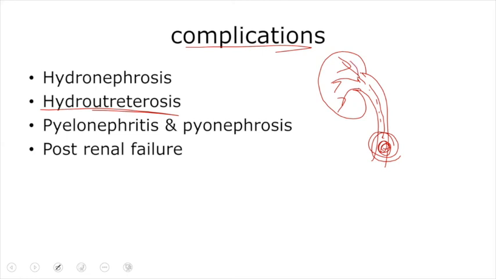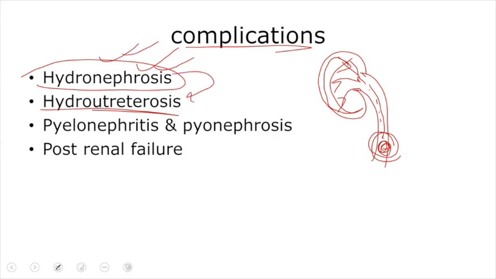But whenever there is a hydroureterosis, it is usually preceded by a condition known as hydronephrosis. Whenever the kidney becomes a bag of urine, it is known as hydronephrosis, and with time this hydronephrosis can result in hydroureterosis as well.